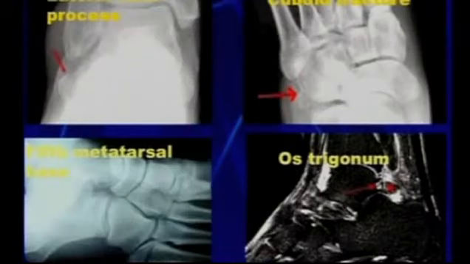Other common ones: lateral talar process, that's been covered previously. Cuboid fractures, again been covered previously. Your base of fifth metatarsal, and your impingement type syndromes or your fractured os trigonum at the back of the ankle. All things to consider.